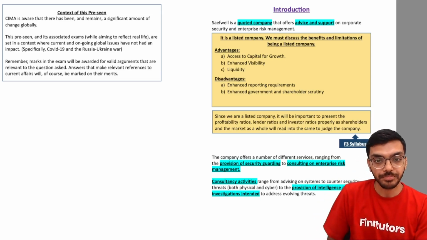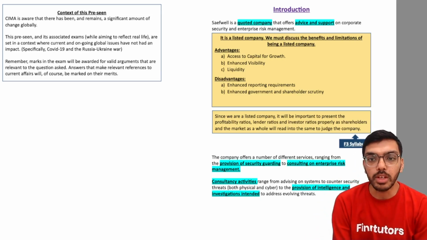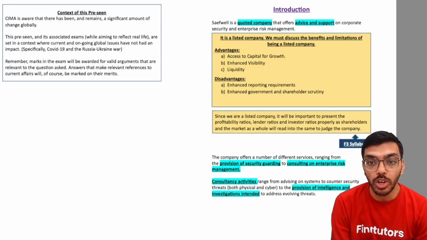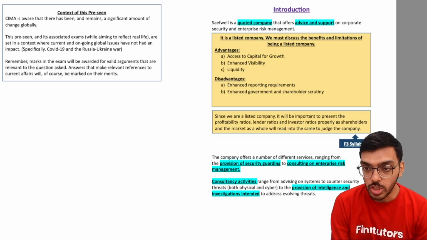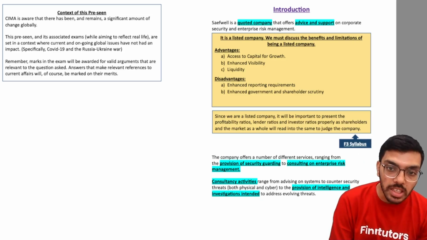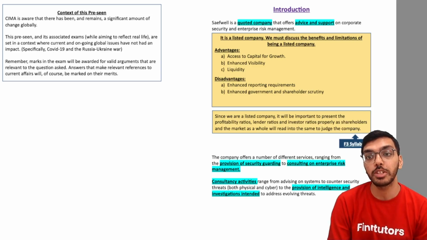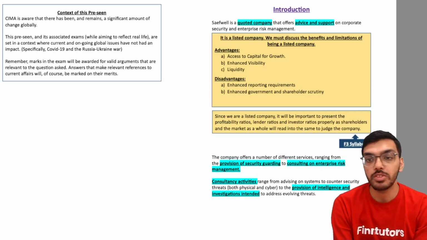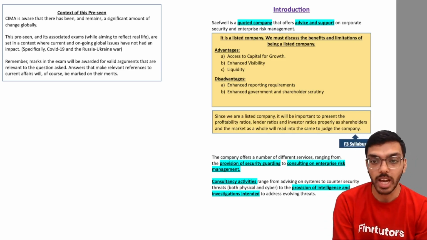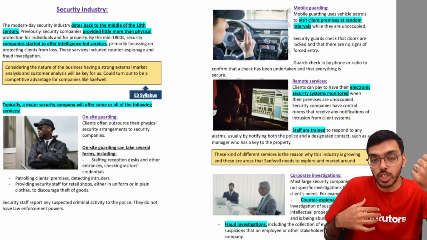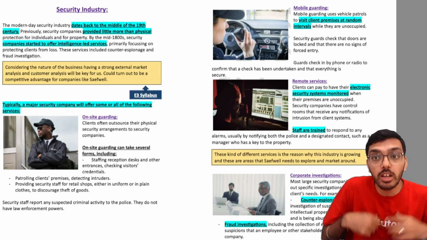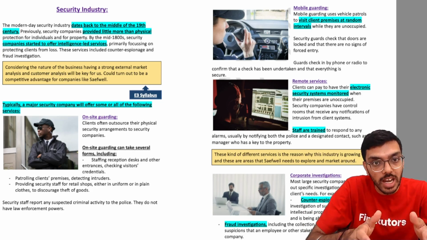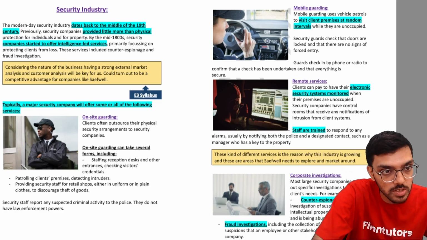Let's continue. The company offers a number of different services ranging from provision of security guarding. So security guarding is your physical security, to consulting on enterprise risk management, which is your risk advisory or cyber security guidance, let's put it that way. So first we did the introduction. Now we are doing security industry analysis, which is part of the pre-seen.